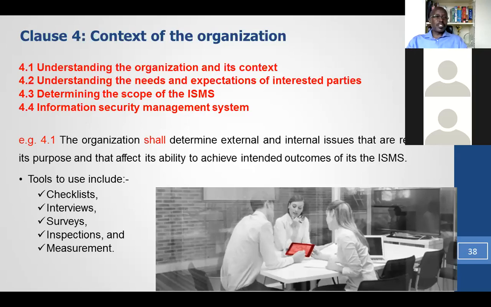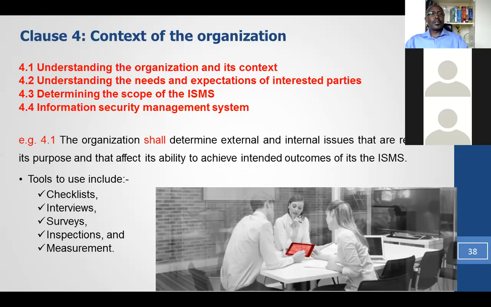So the clause has 4 sub-clauses. 4.1 is understanding the organization and its context. 4.2 is understanding the needs and expectations of interested parties. 4.3 is determining the scope of the ISMS, remember earlier we talked about the scope. 4.4 is the information security management system. You have to implement the information security management system.